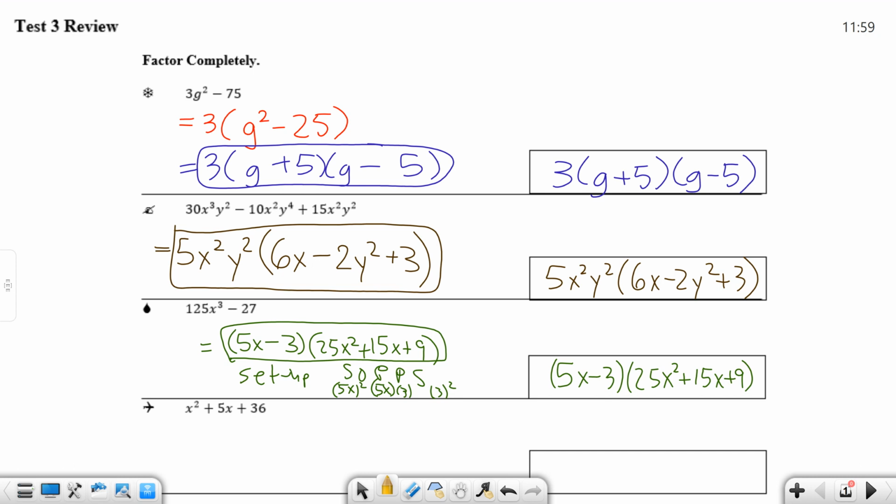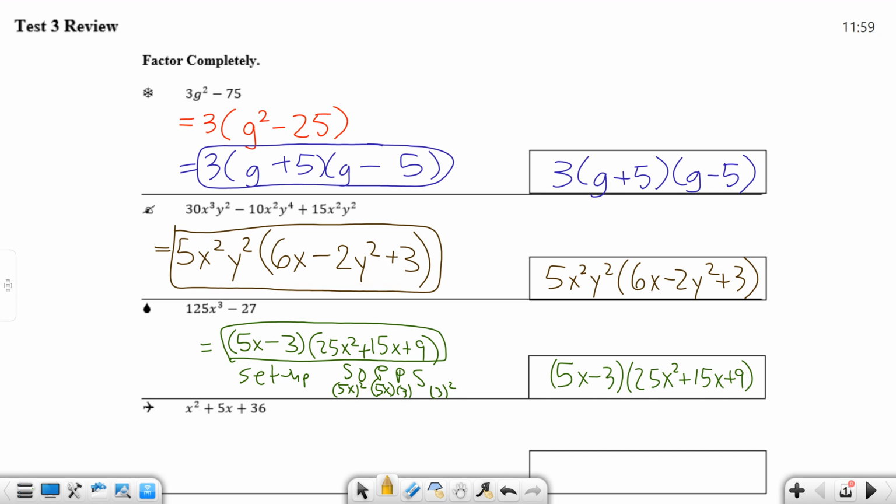And then we have the airplane down here. We have x squared plus 5x plus 36. How many terms? 3. That means this has nothing to do with grouping. This has nothing to do with difference of squares or SOPs. The first thing I always check for is a GCF. There is no GCF here.